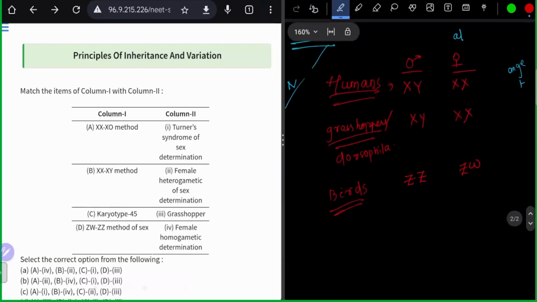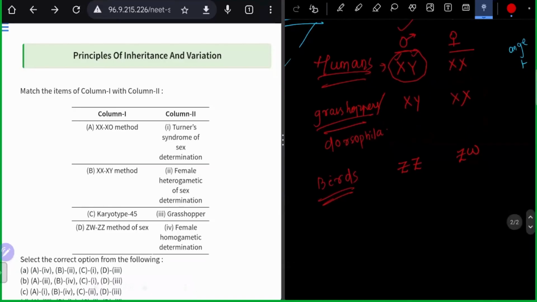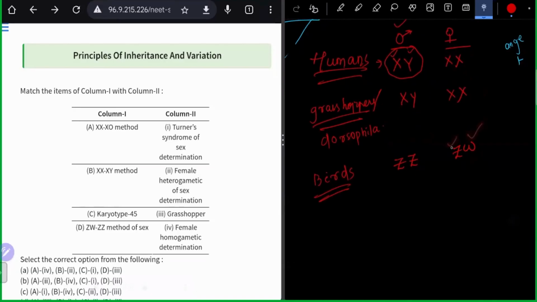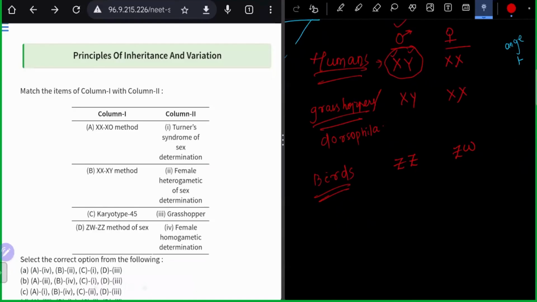Okay, now you can see a pattern. What is the pattern then? In humans, heterogametes are male. That means heterozygous condition is seen in male. One is X, one is Y. But in female, they are homozygous, XX. In grasshoppers or Drosophila, you can see again heterozygous are male, XY. But females are homozygous. But in case of birds, you can see females are heterozygous. That means one allele is Z and one allele is W. But the males are homozygous. Okay. So here you can match.